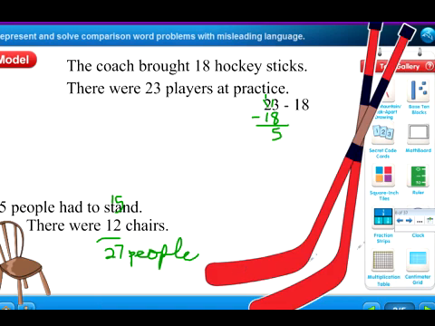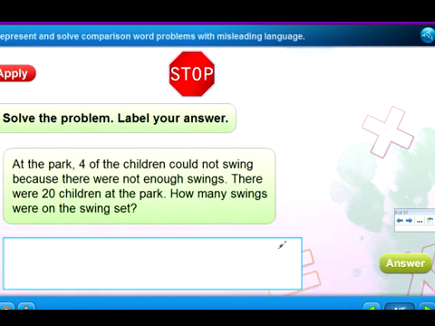We're getting fairly good at this. Let's check. Let's do an apply. There is a stop sign here, so make sure you stop and see if you can do that before you move on. At the park, 4 of the children could not swing because there were not enough swings. There were 20 children at the park. How many swings were on the swing set?